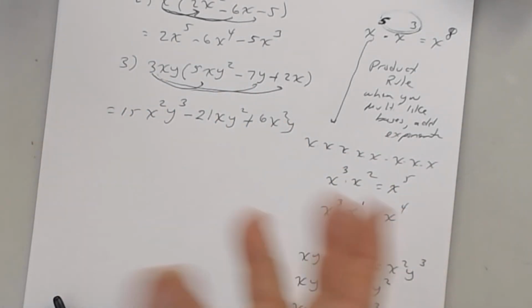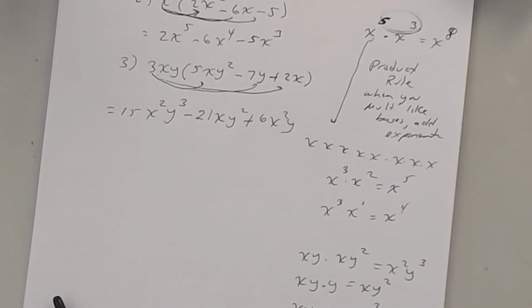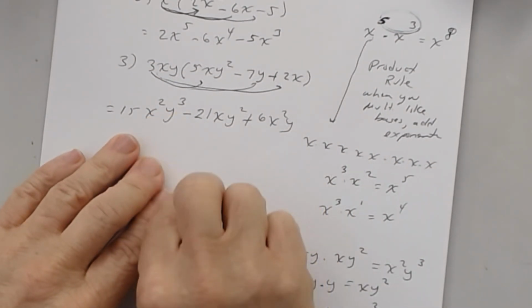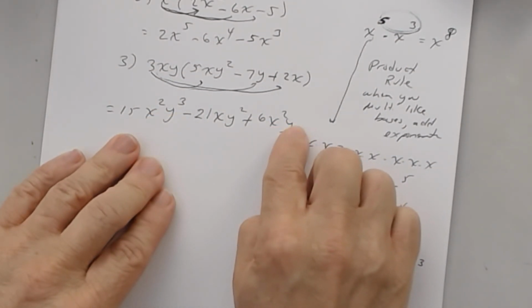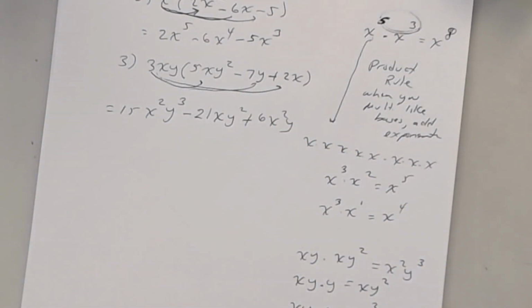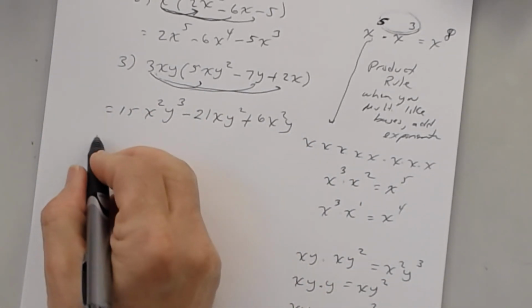Do any terms have the same variable raised to the same power? No. They don't. They're all different. They all have xy's, but there's not two of them. Let's say this was x squared y cubed and this was x squared y cubed. Would they then be alike? Yes. All right. So you can't do anything here, so you're done.